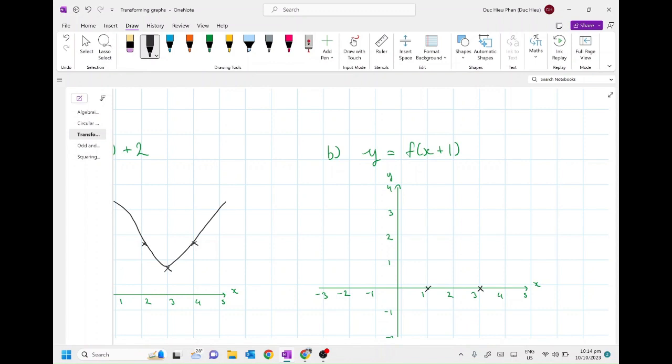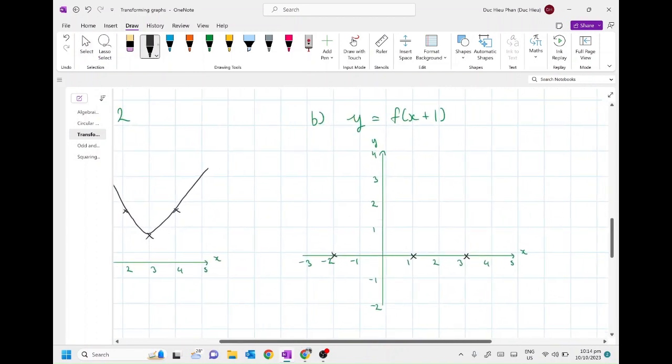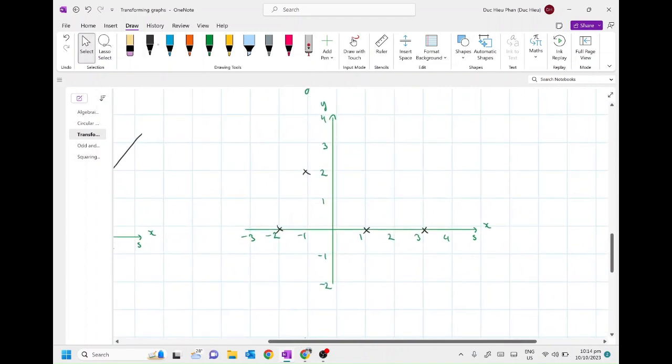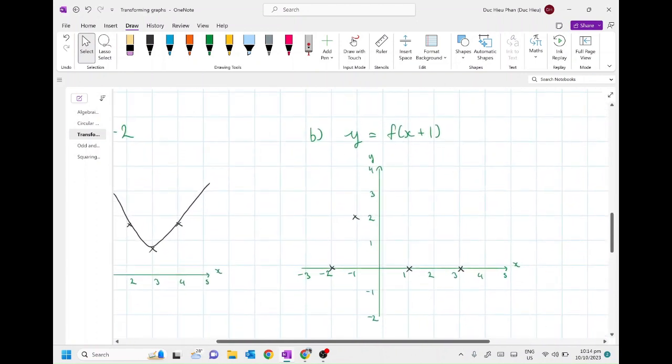And so the x-intercepts move to these spots, and the y-intercept moves to -1 rather than x equals -1, and the turning point is at 2.